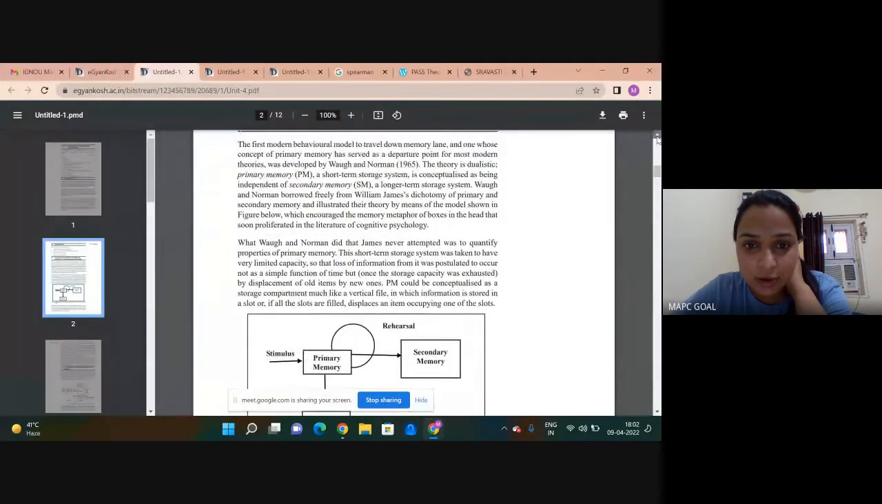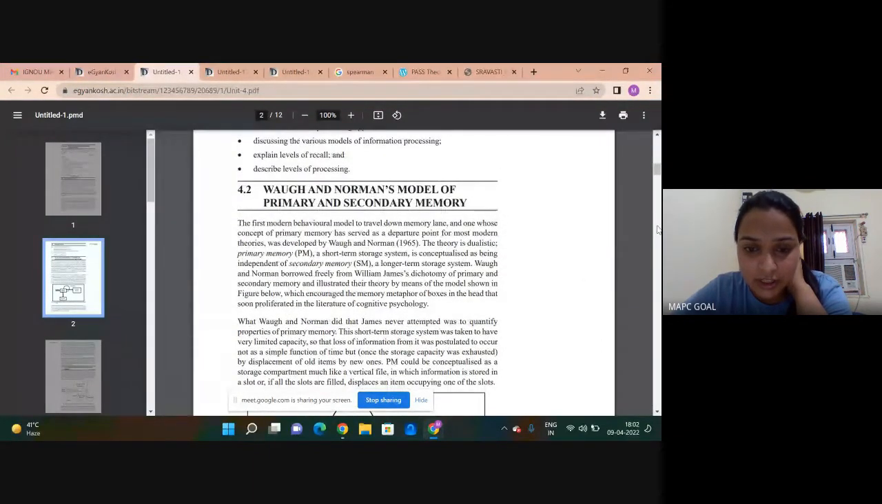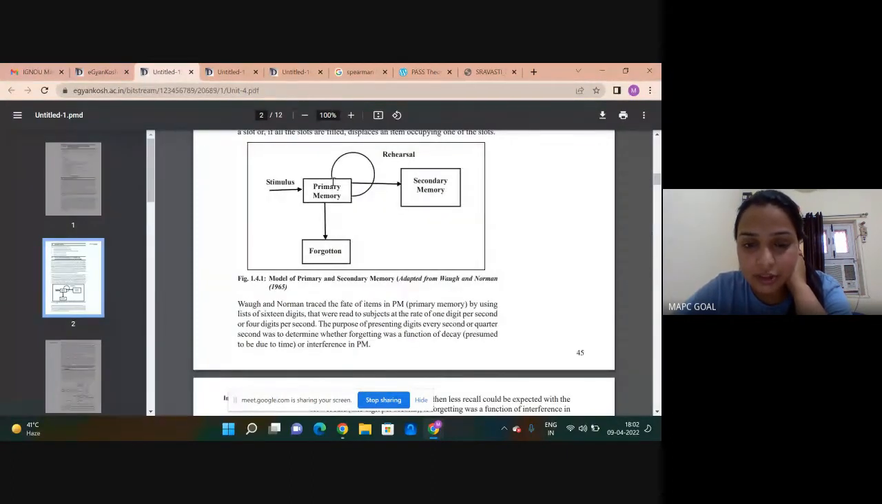So we'll see a model that was given by Waugh and Norman. They tried to explain the model of primary and secondary memory in the year 1965, and they conceptualized the term primary memory as a short-term storage system, and secondary memory as a long-term storage system. Okay. And we do have a graphical presentation of this model.